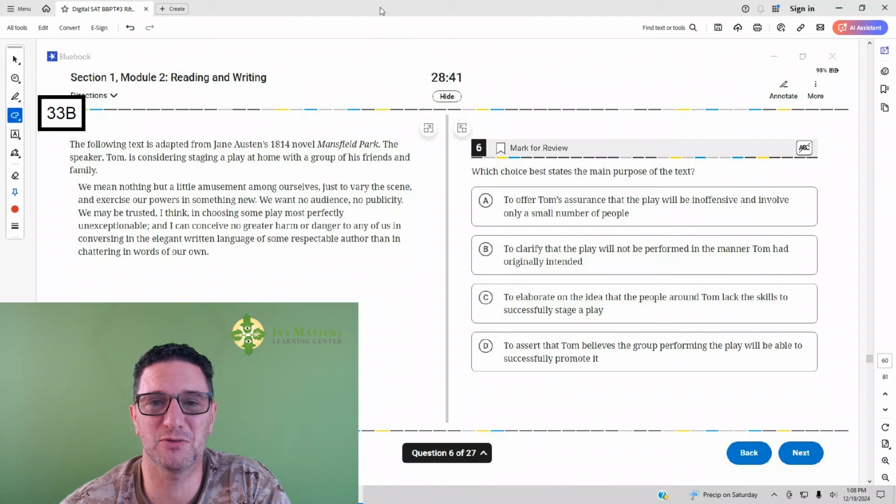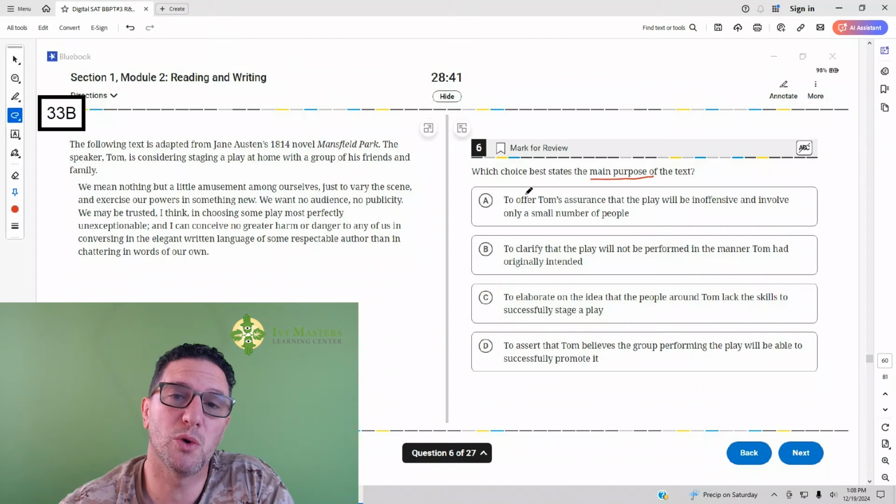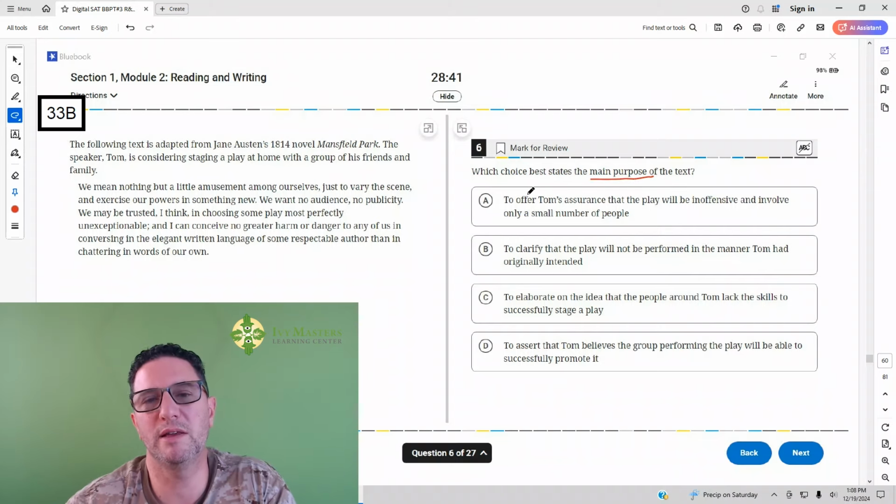Today we're going to look at the sixth question from the Digital SAT Test 3, Module 2B. This is from the hardest set of reading and writing questions. Number 6 reads, which choice best states the main purpose of the text? So what's main purpose? It's like main idea on steroids.